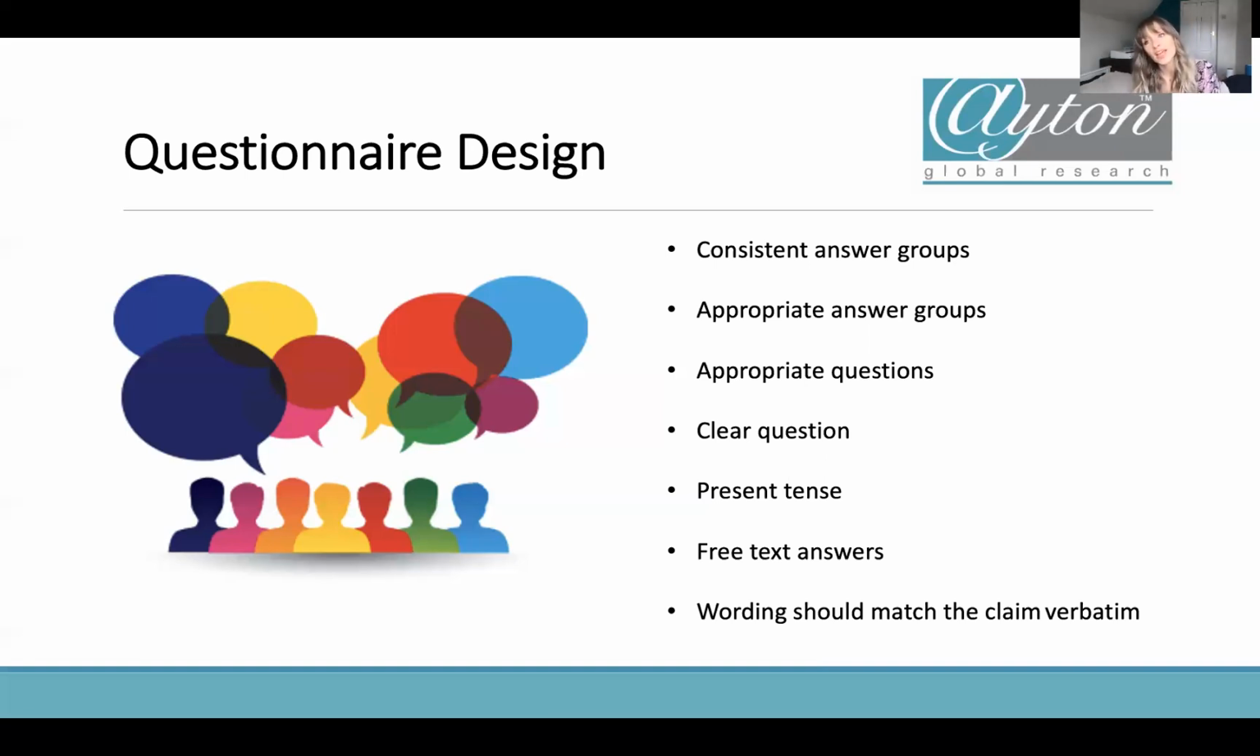Also include some free text answers, because it's really good for your product development. It also gives you a chance, if something is going weird with your data and it doesn't really make sense, if people give that feedback, you really understand it.